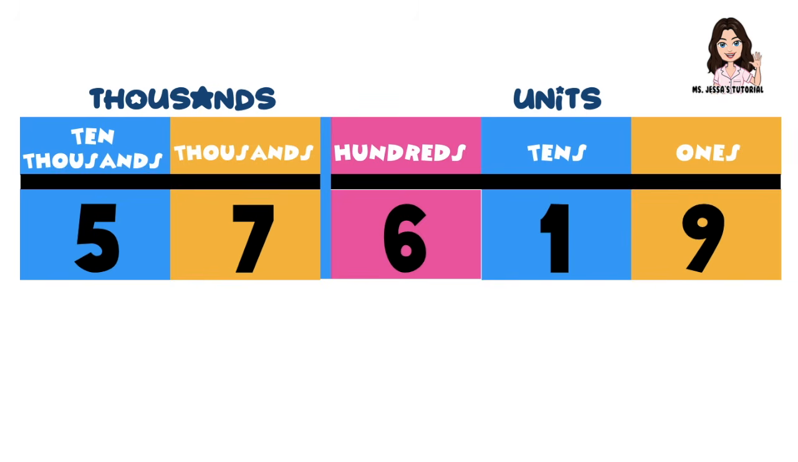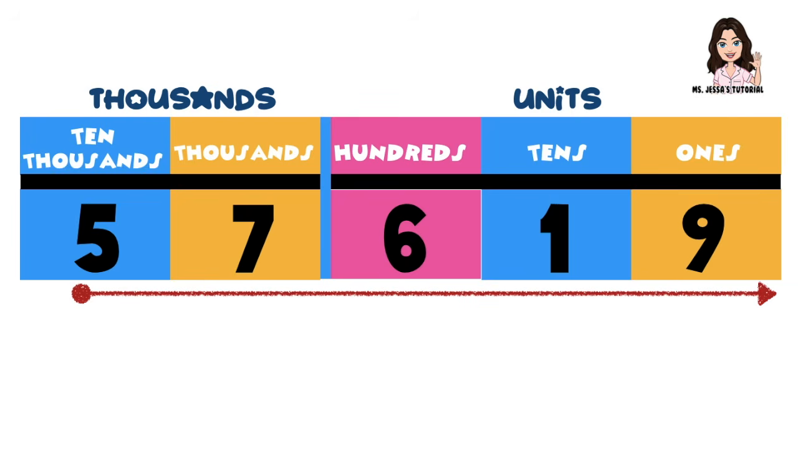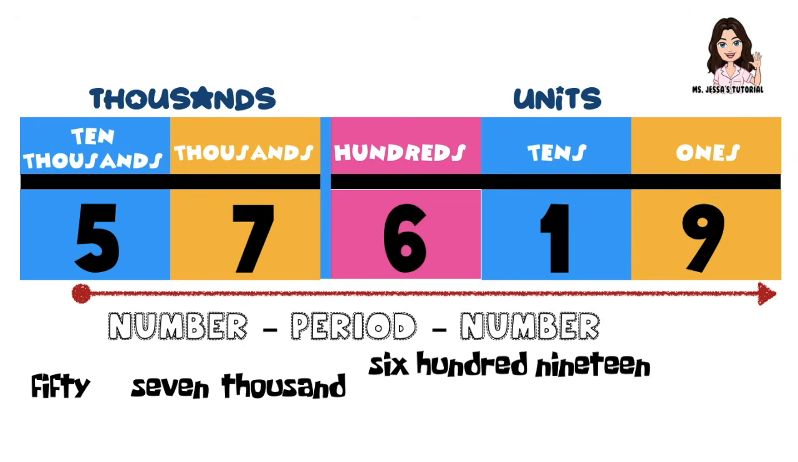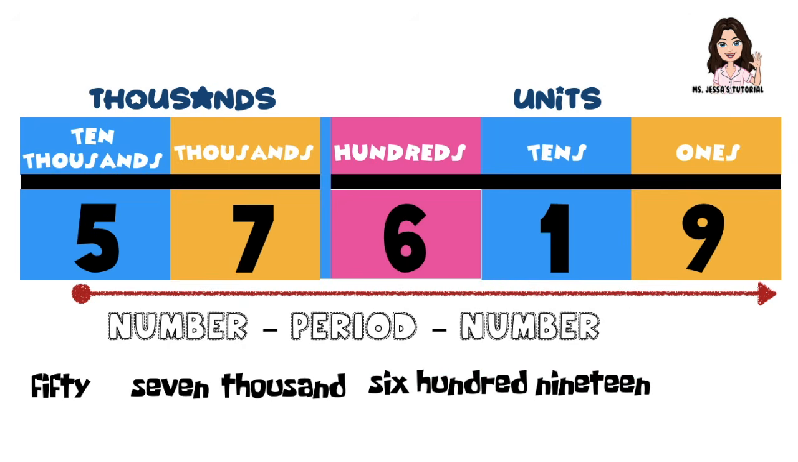In reading numbers, we are going to start from left to right. And we will follow this technique: number, period, number. So let's read the first number, that is 57. Then write the period, thousand. Then write the last number at the units period, 619. So now, let's apply the use of comma and hyphen.